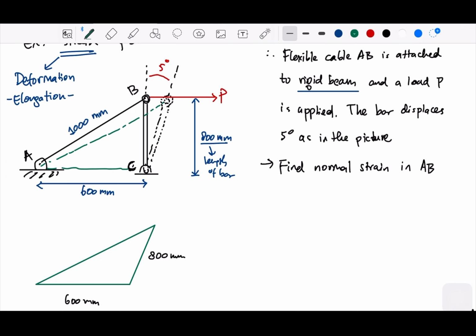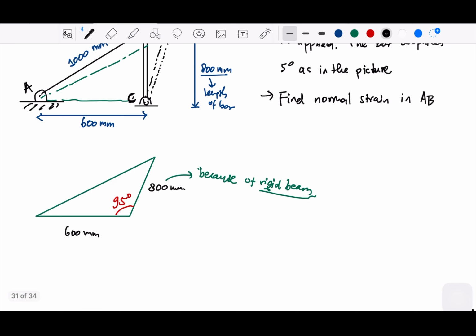Let me write here, because of rigidity, or rigid beam. So 600, 800, and we have the angle. This is a 5-degree displacement, so 90 plus 5, right? We can take this 95 degrees, and let's rewrite the law of cosine. Anyone remember the law of cosine?